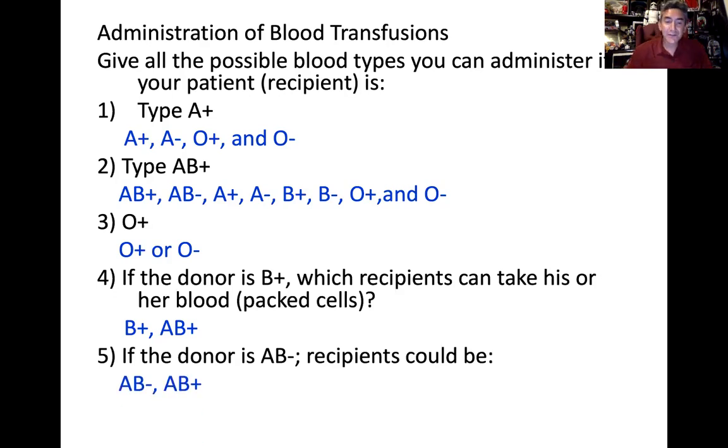So if you're AB, again, you cannot give to anyone that has anti-A, like a B type, or anti-B, like an A type, or an O, which has both anti-A and anti-B. So AB negative from the donor can only be given to AB negative and also to AB positive, right? So positive can get both the negative or the positive.